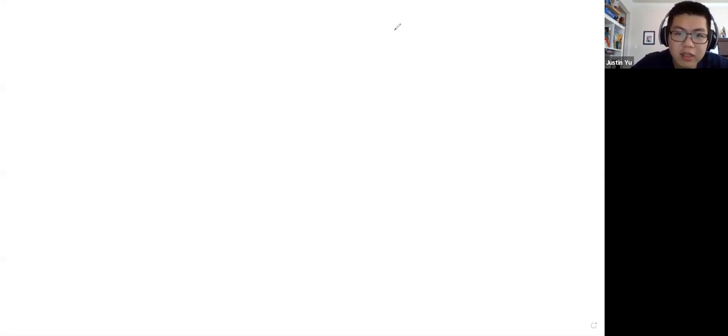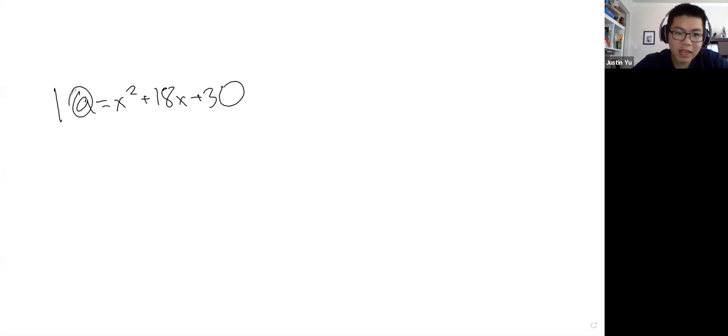Cool. All right. So let's go on to the next section. Equations. One thing: x squared plus 18x plus 20. Because you know how we said that a was equal to x squared plus 18x plus 30? And if a is equal to 10, then this is our equation. So we just move that 10 to the other side.